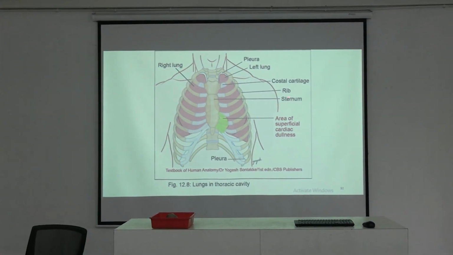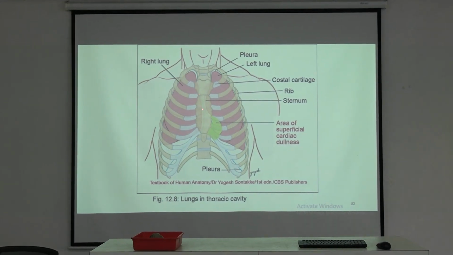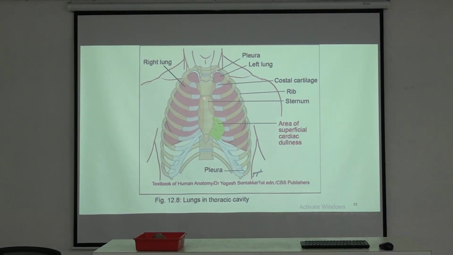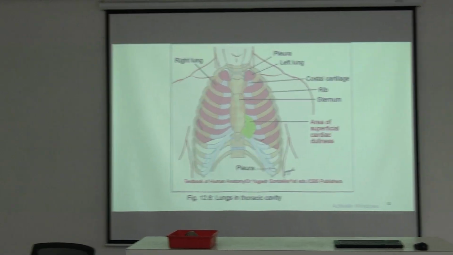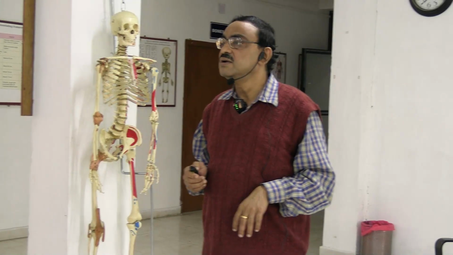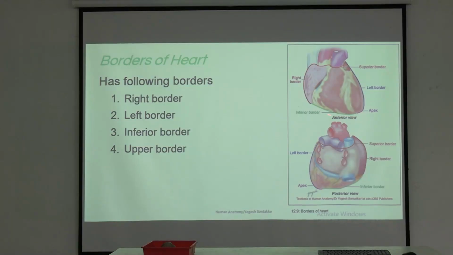You can see the anterior border of the right lung and pleura. There is no deflection, whereas the anterior border of the left lung deviates. So here we can find a dullness. That dullness is called the area of superficial cardiac dullness. This is the inferior border. Superior border, inferior border, left border, right border.